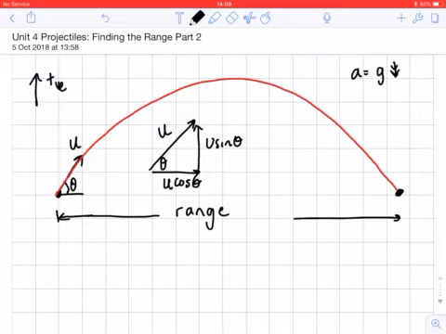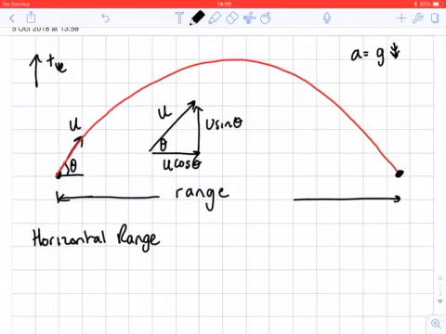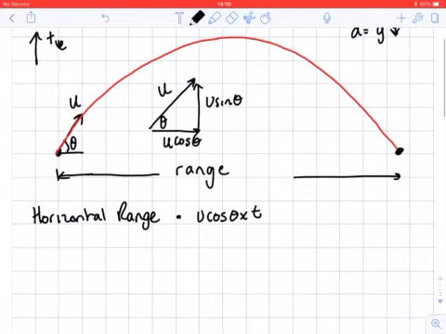Now, obviously, the range that we want is the horizontal range. So if I was to derive this horizontally, look at my horizontal components. I've already done some work on this, and I've split my initial speed into its two vectors of u cos theta and u sin theta. Well, I know that distance is speed times time, so my horizontal range will be my horizontal component of the speed, u cos theta, times the time taken to get from initial projection to the end of its flight when it hits the ground again.